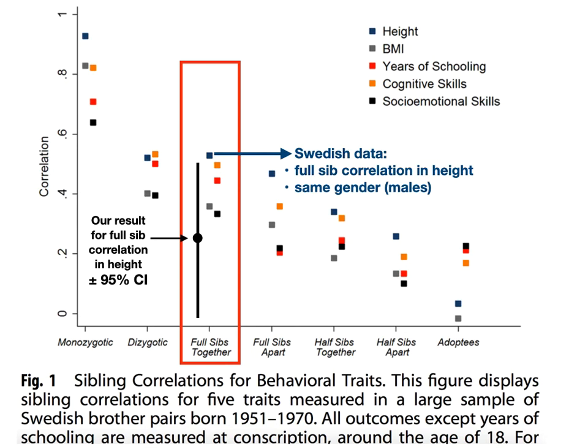Now, one of the things about their study was it focused on same gender siblings only. And so that might explain why our sibling correlation was a little bit lower than what's been reported in previous studies, because they limited their analysis to just siblings that had the same gender.